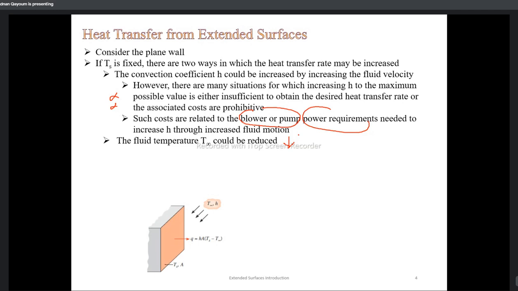What is T infinity? The temperature of your ambient environment. How can you do it? Audience, 53 students are there. How can we do it? By making Ts more, at high temperature? I haven't told you about Ts; I wrote here Ts is fixed. In comparison, T infinity will then become very small. I am telling you Ts is fixed. You cannot do anything with it. Sir, but decreasing the surface area.